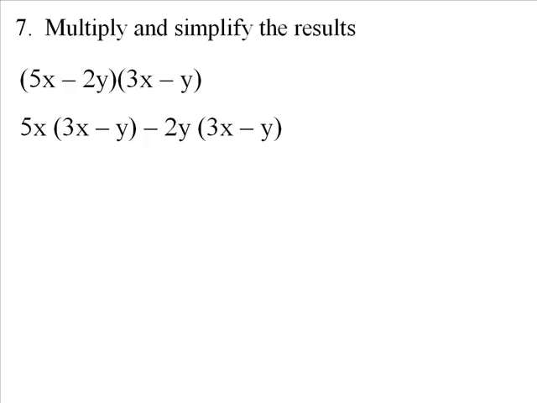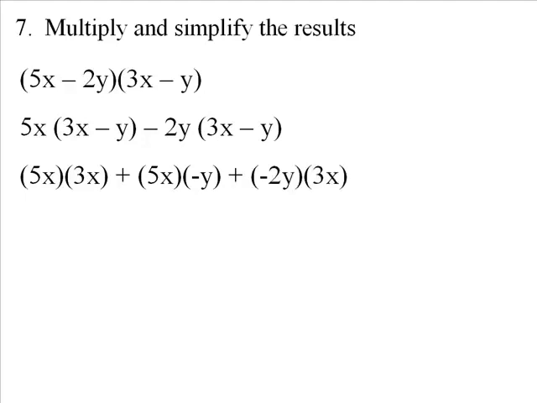Now we'll take the 5x and distribute it on the 3x. We'll take the 5x and distribute it on the negative y. That finishes with the 5x. Now I'm going to do the negative 2y distributed on the 3x, and the negative 2y distributed on the negative y.